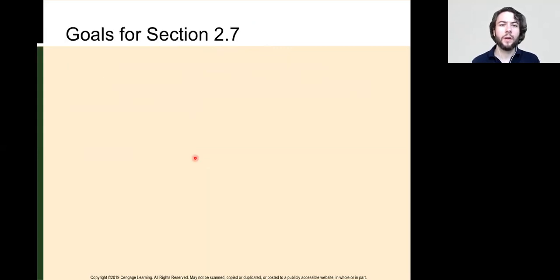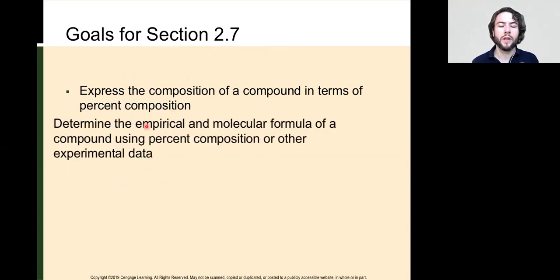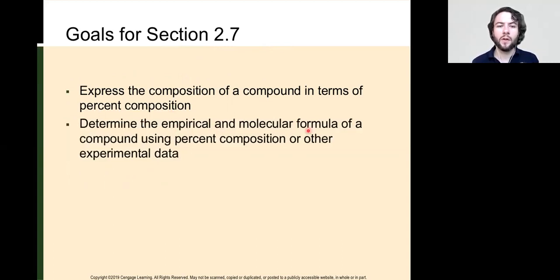Okay, all right, so we're on to section 2.7 then. Express the composition of a compound in terms of percent composition. Determine the empirical and molecular formula of a compound using percent composition or other experimental data. So we're going to now use some of the skills that we've just learned to determine the empirical and molecular formula of a compound using percent composition or other experimental data.